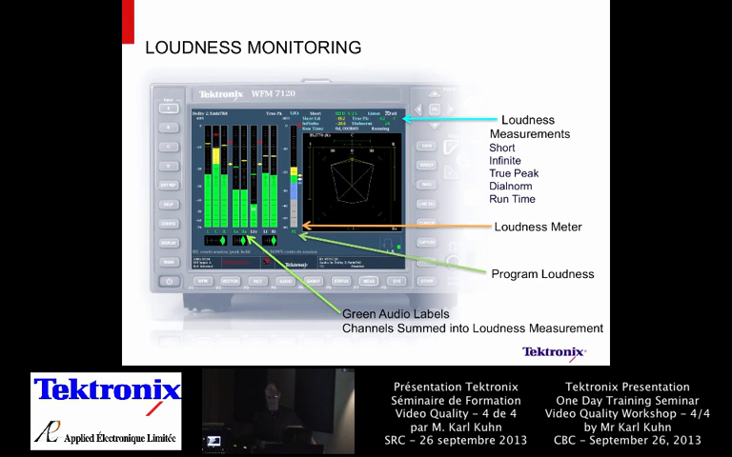So there's some discussion going on. I think it should be included. If you don't include low frequency effect, that means you can play around with and blast people out of their homes with low frequency sound. I don't think that's the intent here. I think it should be monitored. So with that said, there's a short, infinite, true peak, dial norm, and runtime observation. If you're creating content, you're delivering content, and the requirement is negative 24 LKFS with a dialog normalization of the same, you need to be able to monitor it as you're creating it.